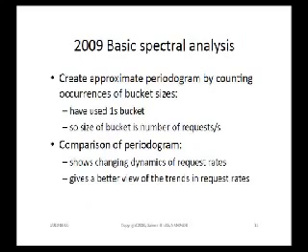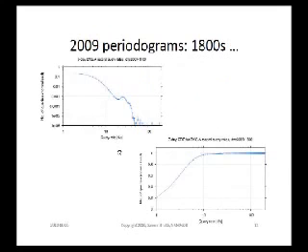Okay, so here's a quick spectral analysis as well. Here, what we want to do is look at the distribution of the request rate. So what I do is I take the 1 second buckets and I count the number of times a bucket of a particular value occurs, and I plot that. And so I get a kind of poor man's periodogram. So this is the plot we have for 1800 seconds.